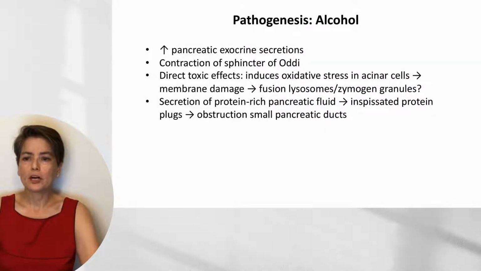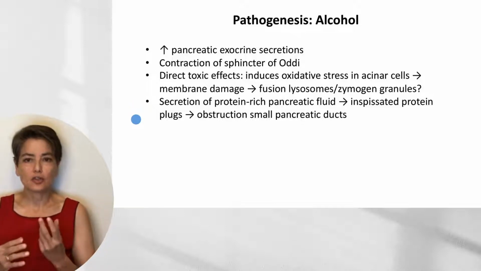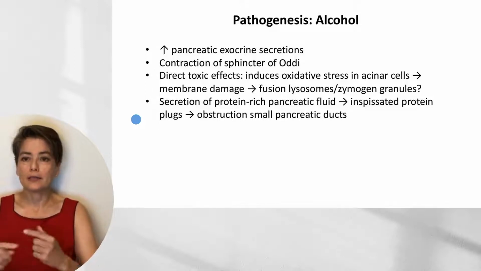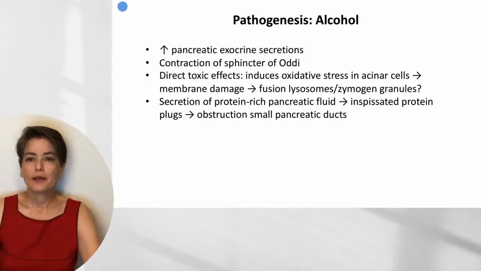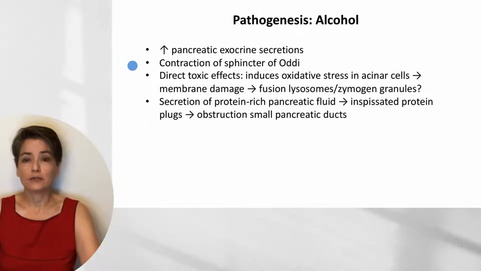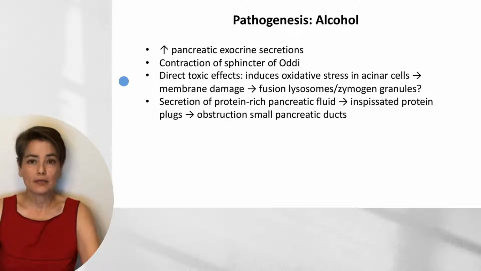So let's take a moment to talk about how alcohol fits into all of this. So one of the things that alcohol ingestion will do is to increase pancreatic exocrine secretion. So we're going to get more fluid coming out. With the secretion of this protein-rich pancreatic fluid, we can get inspissated protein plugs. So we can get these concretions that will obstruct the small pancreatic ducts, leading to that increased intraductal pressure and interstitial fluid. Alcohol also causes contraction of the sphincter of Oddi, which will, again, prevent release of our pancreatic fluids from the pancreas, leading to increased intraductal pressure.